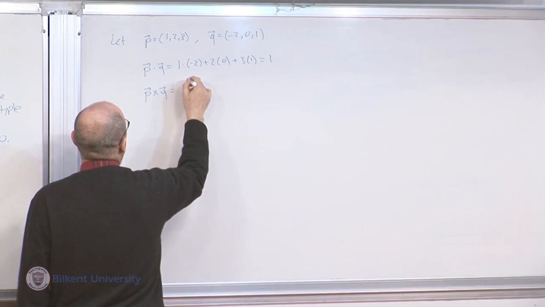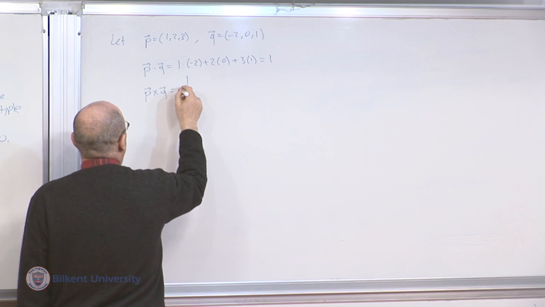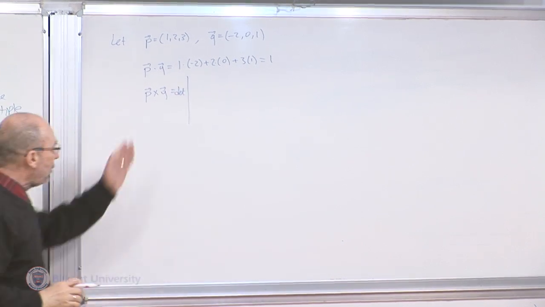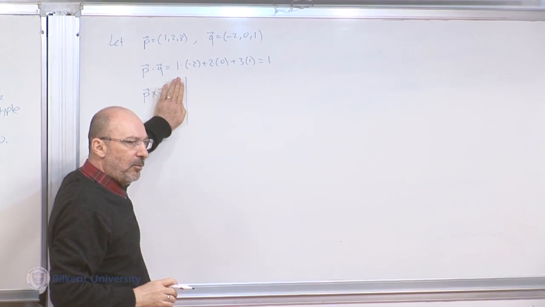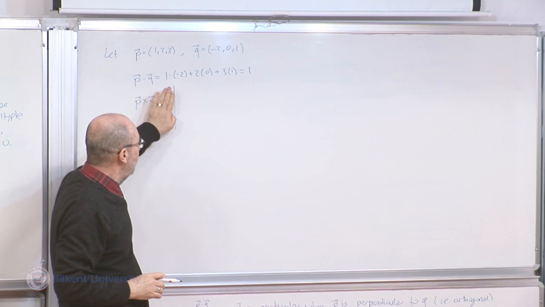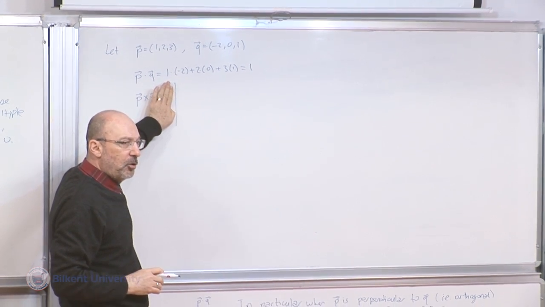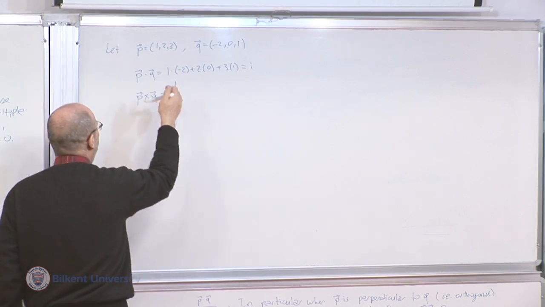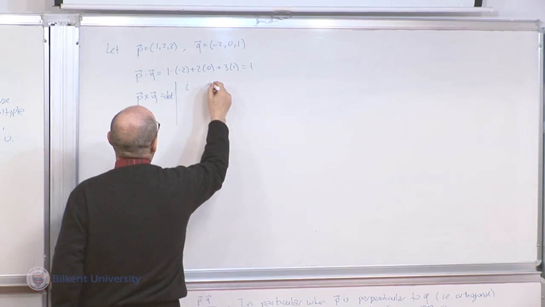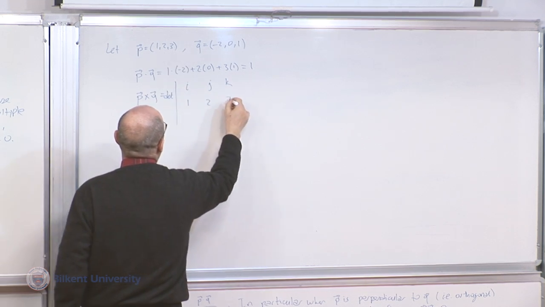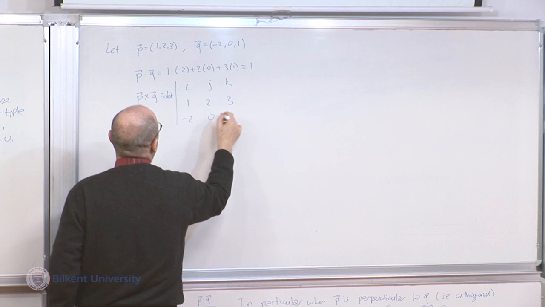Sometimes I write determinant here, sometimes I don't. Sometimes this sign means that we are calculating the determinant of the matrix, but in some books this sign is used as denoting the parentheses of the matrix. So let's use both of them. Determinant of this: I, J, K, then 1, 2, 3, minus 2, 0, 1.